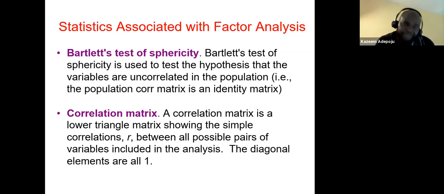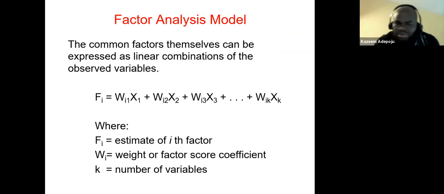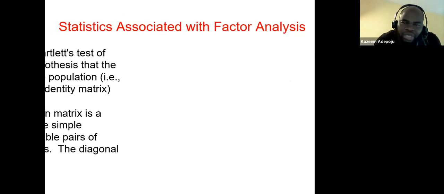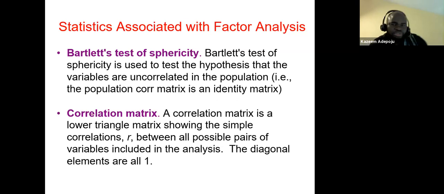I'm going to explain statistics associated with factor analysis. Of course, if we have a factor model, we actually need a statistical procedure, because we need to estimate parameters. So right here, we're going to estimate the weight, which I call the factor score coefficient. And if we really want to do that, of course, we have to go statistical.